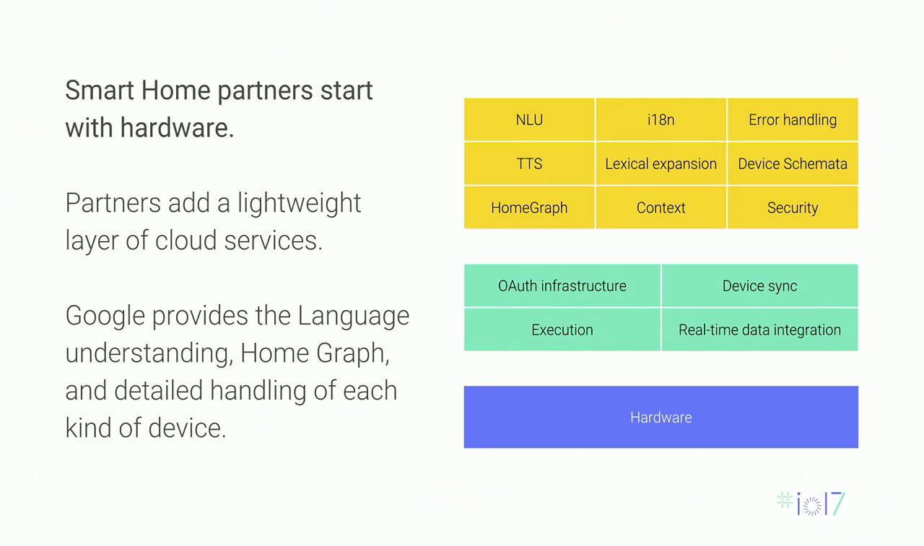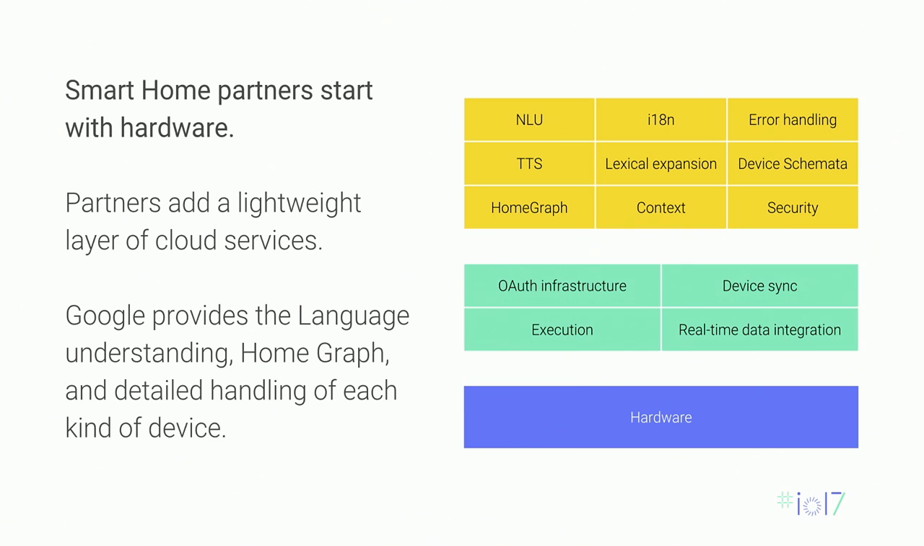You've already got cloud control for these devices. Add in OAuth, which you all know, some basic device sync, execution, and data integration protocols. All of these are stock JSON, trivial stuff to implement. And then we can add on top of that all of the stuff that Google's good at.